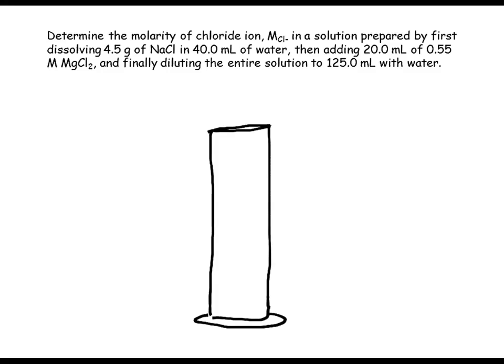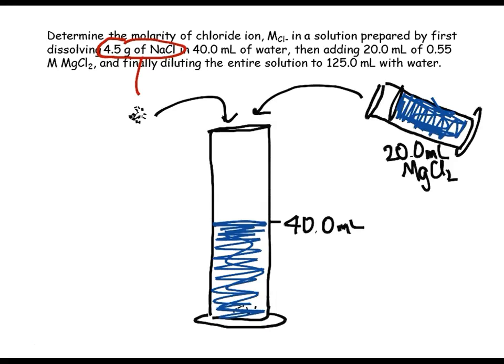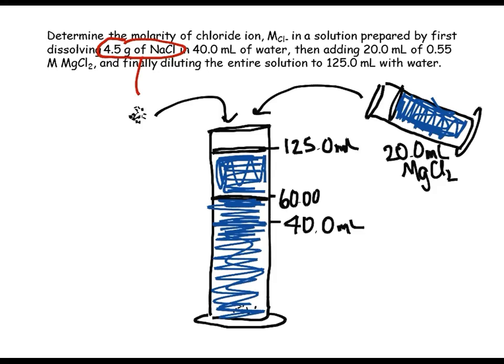Now it might help to visualize what we're doing here. Okay, so we have some sodium chloride that we got out of the bottle, and we're just going to put that into our graduated cylinder. And we're going to add some water. There's our sodium chloride. We're going to add some water up to, what's the volume? 40 mils. Then we're going to take our second source, and we're going to add 20 mils of our magnesium chloride, which has our other source of chloride. And then at the end, we're going to dilute everything to 125 mils.